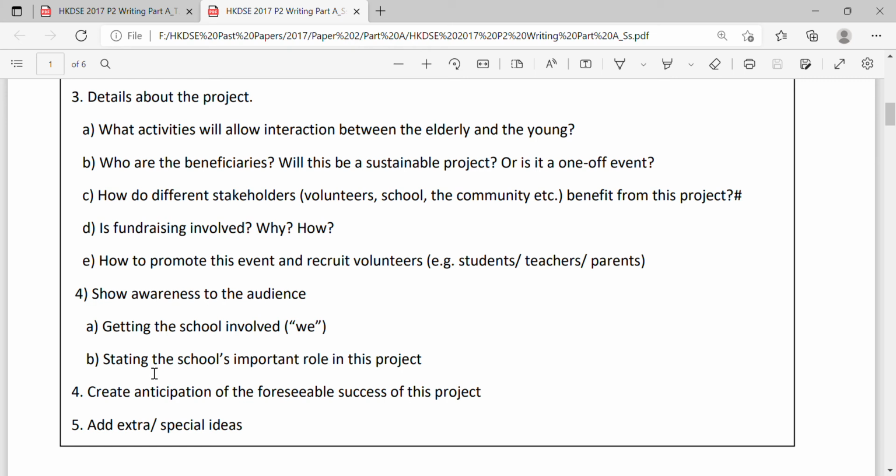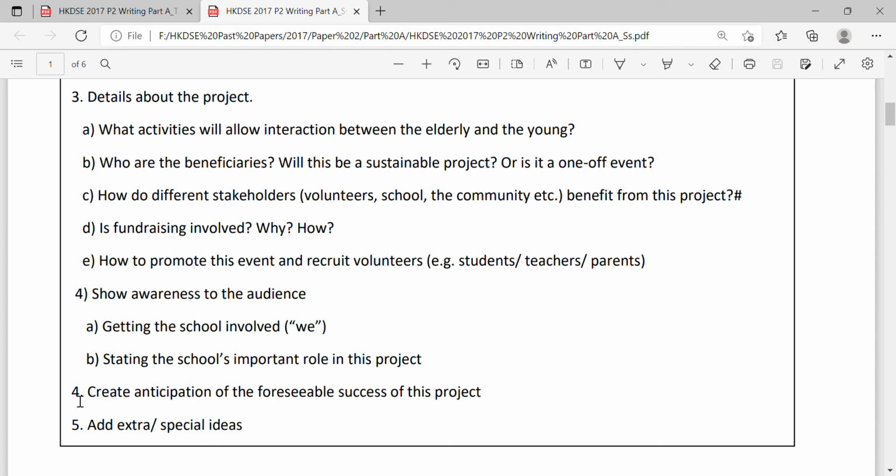And then 4B, stating the school's important role in this project. Like I said, if you want the school to allow students to go for these activities for half a day, can they make special arrangements for class period or, like a learning activities day? One of the activities would be the whole form going to the elderly home. That would be so much easier for you because it's then written on the school calendar.